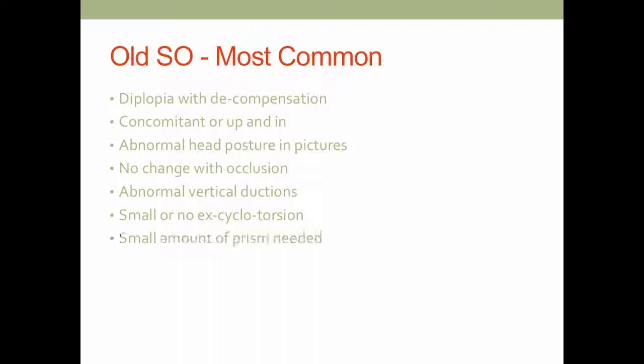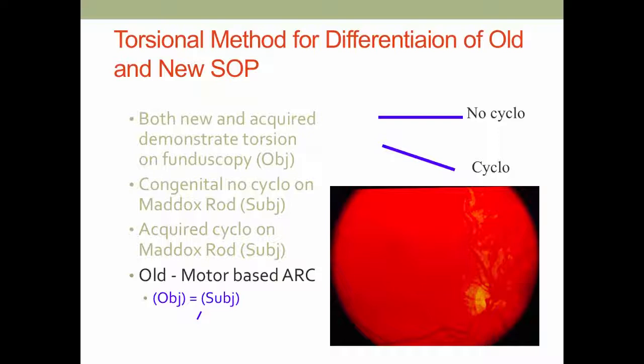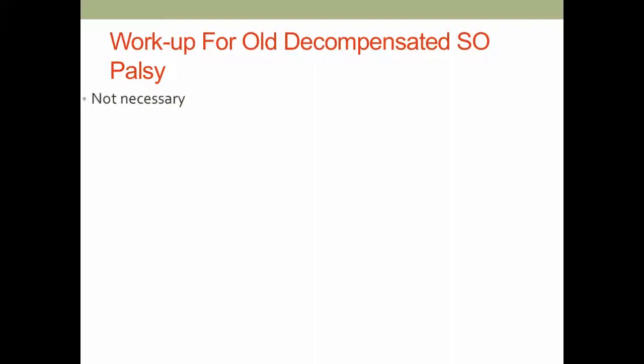And one of the keys, look at the face of an old patient with a superior oblique palsy. 76% of them have some facial asymmetry, so that it's a giveaway, and it may not be true paresis as we've always been taught. One of the things that's interesting is on binocular and direct, both old and new show some form of torsion. However, the old ones do not have a cyclodeviation measured on the Maddox rod, but the new ones do. It's really not necessary if they're congenital. They're non-progressive as far as the deviation goes, even though binocularity may be affected.